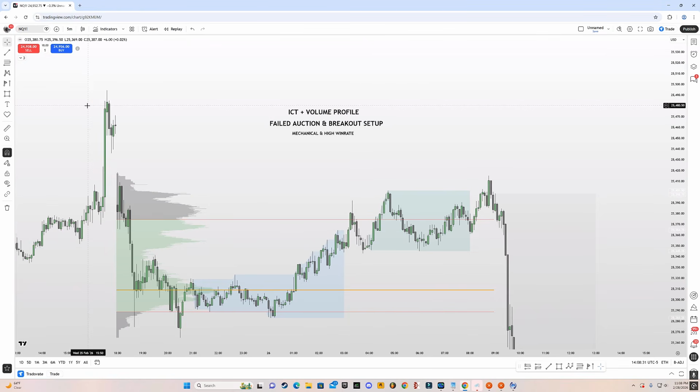Instead of identifying daily bias, looking at higher time frames, and getting confused, you can use this simple ICT plus volume profile trading strategy that can bring you results that you've never seen before. Now, I've been trading order flow and volume profile with ICT for the past 5 months, and I've seen insane accuracy.